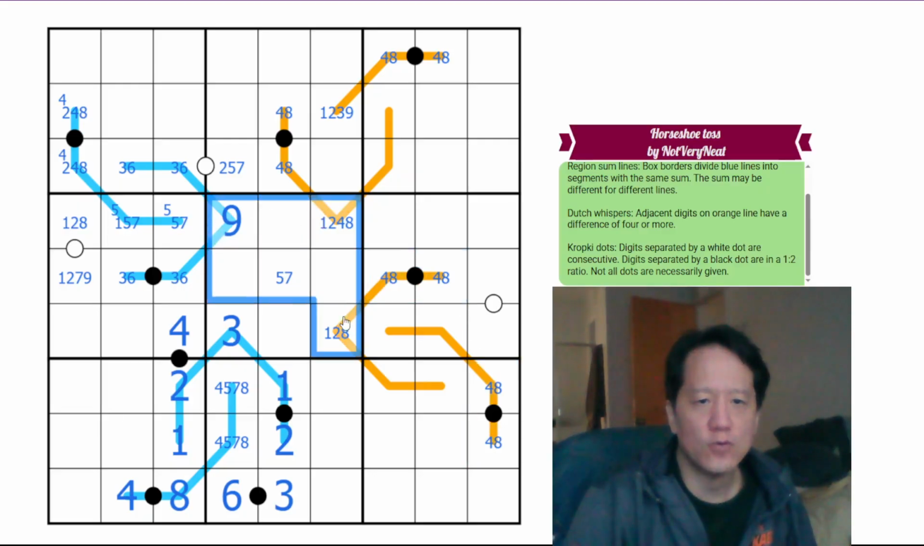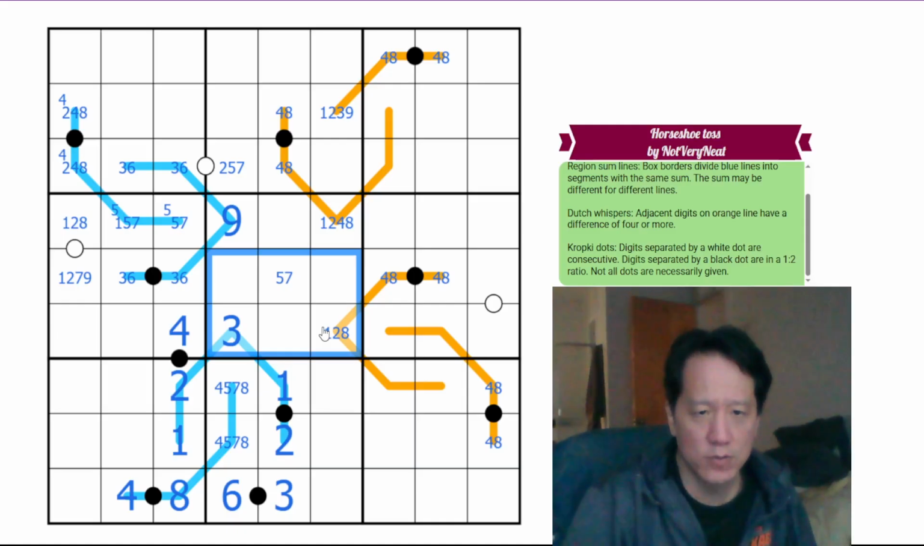Where is the 4 in the central box? Can't be here because of the 4, 8 pair in the row. Can't be here because of the 4 in the row. Can't be here because of the 4, 8 pair in the column. And this is already filled out, so this must be 4.